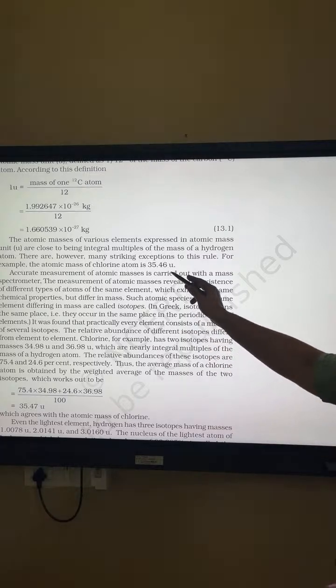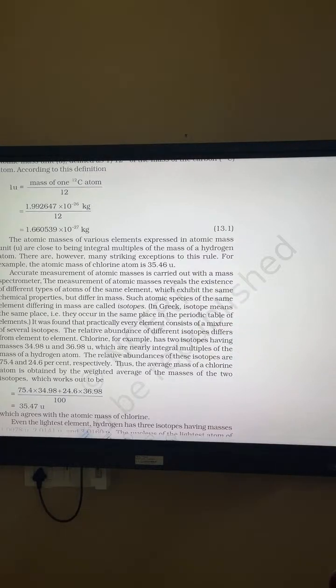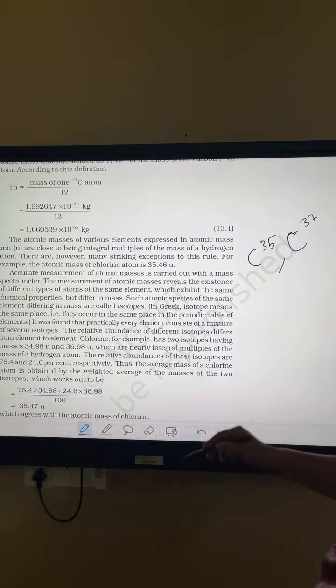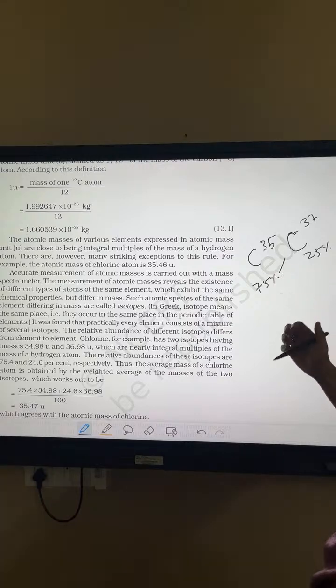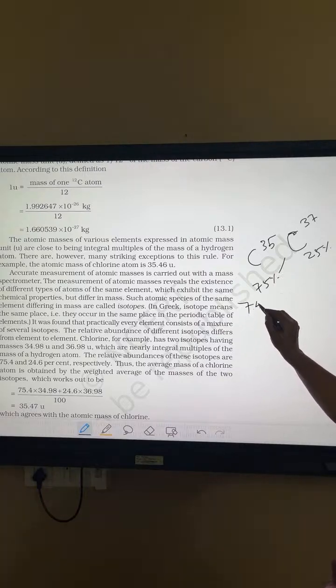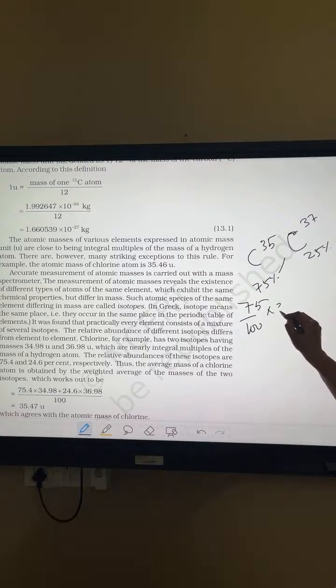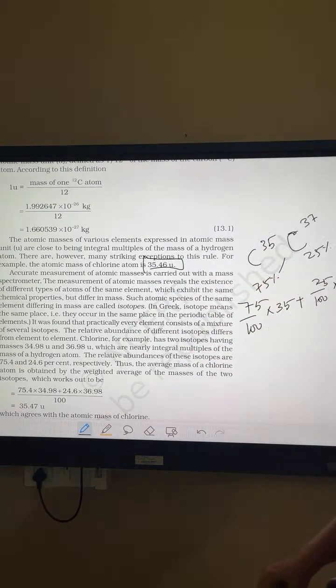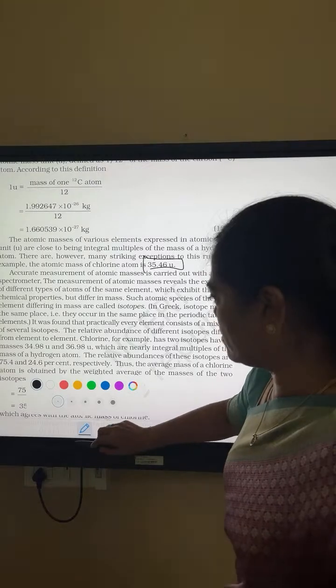For chlorine atom also it is given like that. I told you, chlorine 35 and chlorine 37 will be there. This is all you have learned, right? This will be 75% available, this will be 25% available. So you have to write 75 by 100 times 35 plus 25 by 100 times 37. If you just add and do everything, you will be getting 35.46 atomic mass unit. Clear or not?